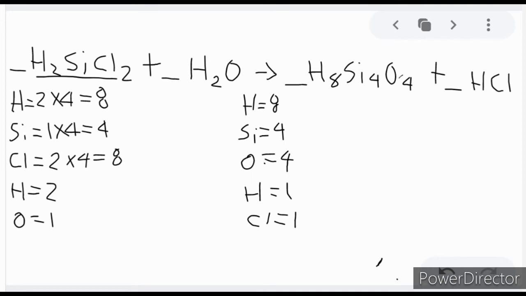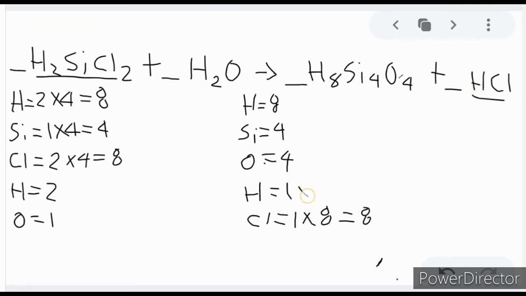So let's see for other values. So we have Si, Cl, H, or O. I noticed that Cl is only equal to 1, so let's multiply it by 8. So we get 8, and we balance it on the left side.